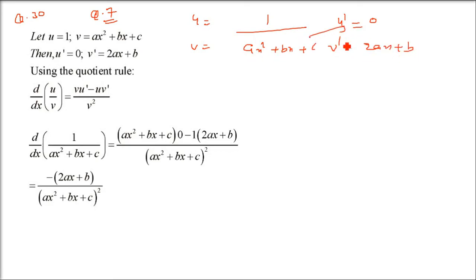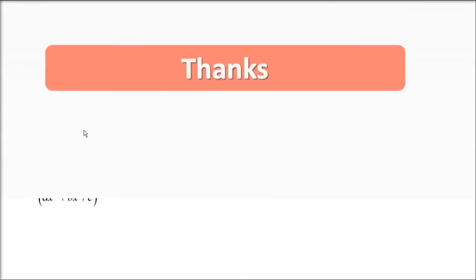Now multiply these. v with u', of course, it is 0. And minus (2ax + b) divided by (ax² + bx + c) whole square is the final answer. This is all about this exercise 30.5.